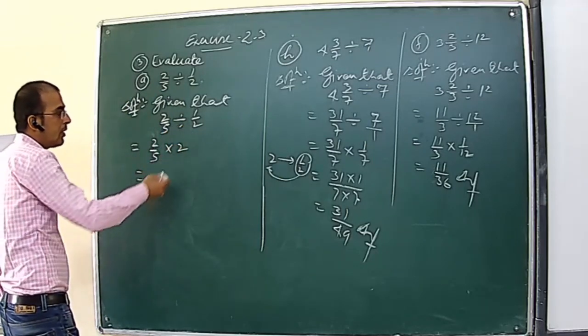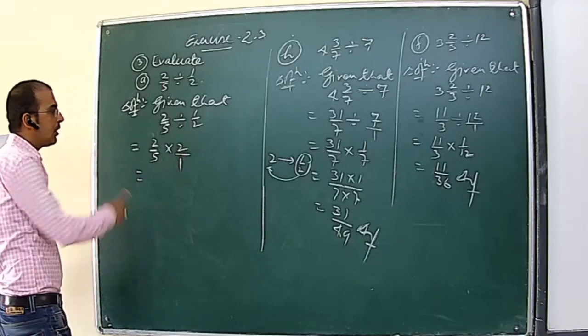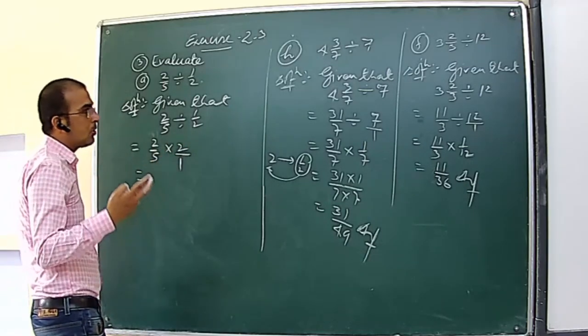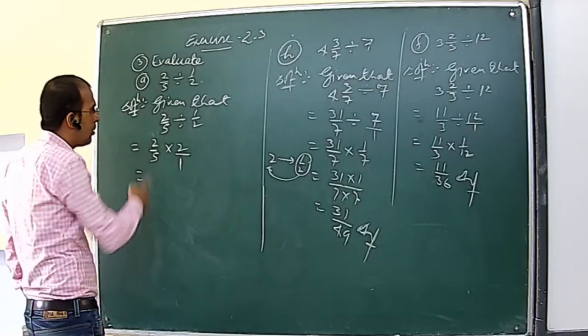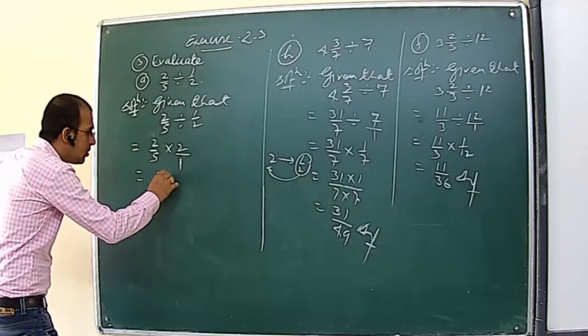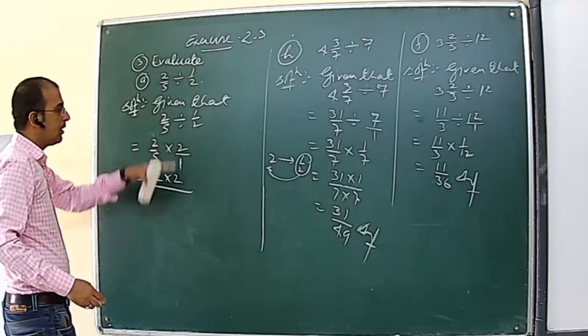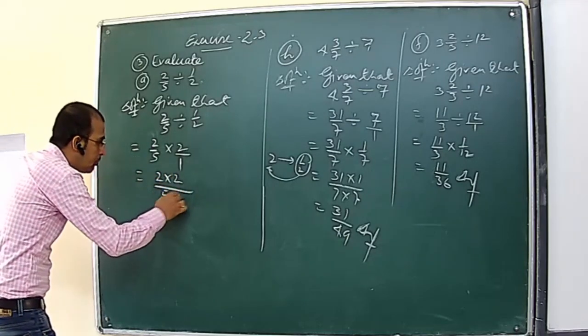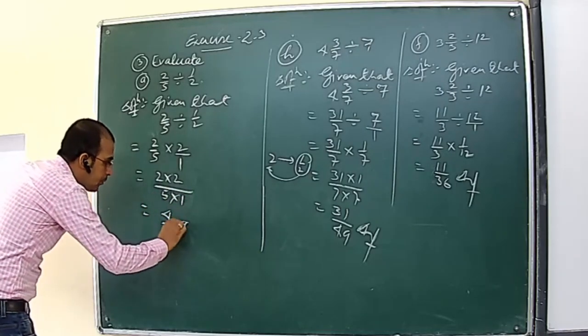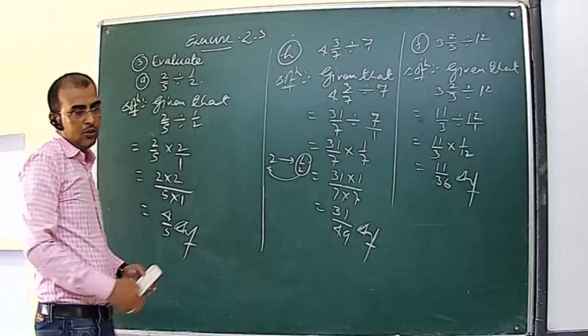So what can you write? 2 divided by 1. Both are the fractions. So for the multiplication of the two fractions, what can you write? The product of numerator divided by product of denominator. Then what is the numerator here? 2 into 2. The product of numerator. And what is the denominator? 5 into 1. Their value will equal to 4 by 5. This is your answer. Okay.